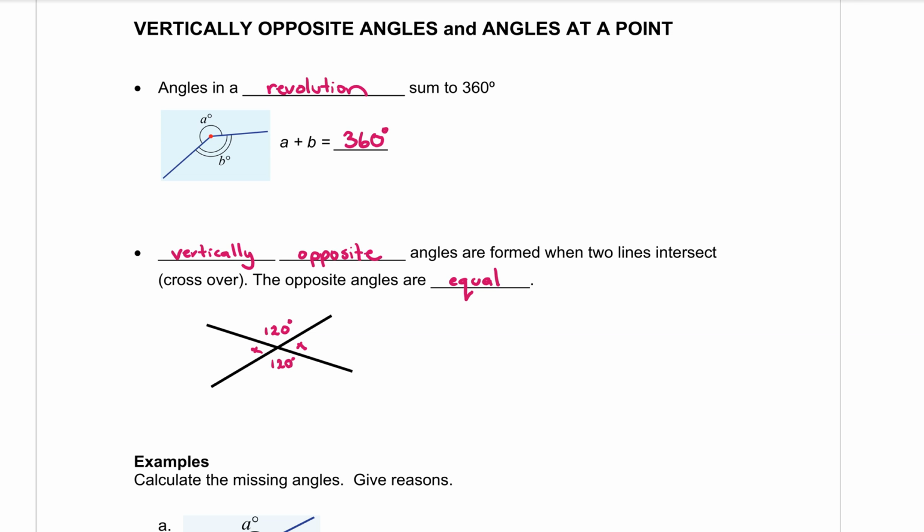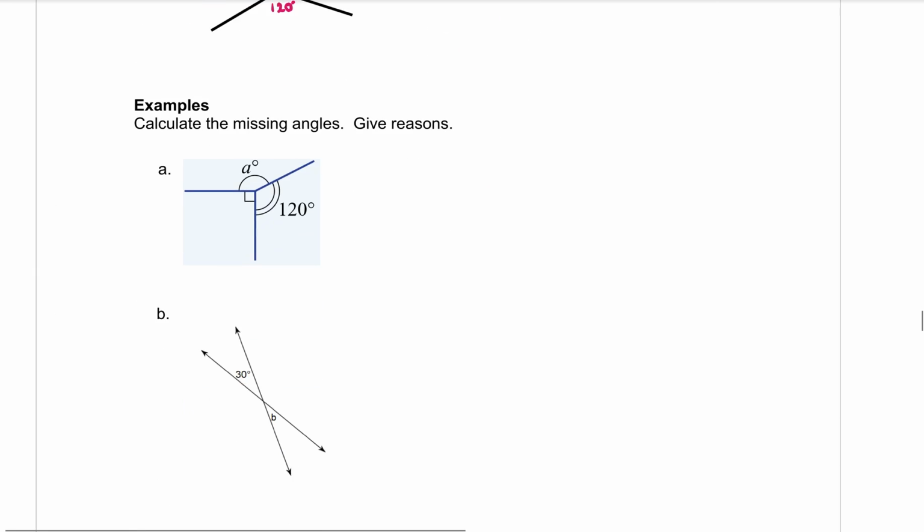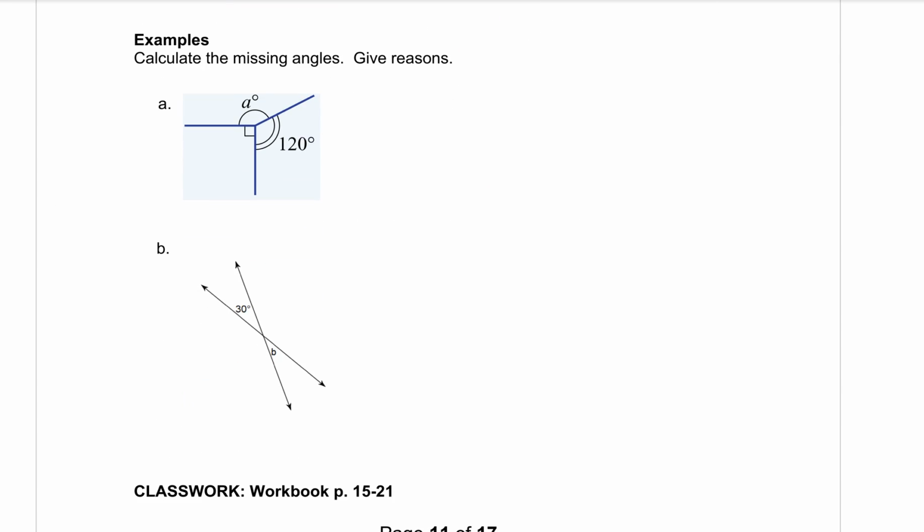Okay, so the types of questions that you're going to have to do down here in the examples: calculate the missing angles, and again, we must give reasons, always, always. So for this first one, I have got 3 angles here. Before we only had 2 angles in our revolution. We can have 3, we can have 4, there could be as many as we like, but they will always add to give 360 degrees.